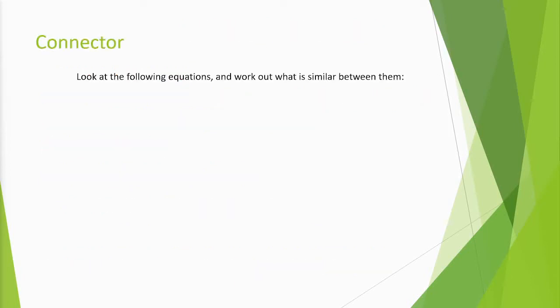So to start, let's look at a couple of equations and see if we can notice anything similar between them. I've got three equations here: 4x equals 20, 3x equals 15, and 7x equals 35. We know that they are all equivalent to x equals 5, and we can check this. 4 times 5 equals 20, 3 times 5 is 15, and 7 times 5 is 35.